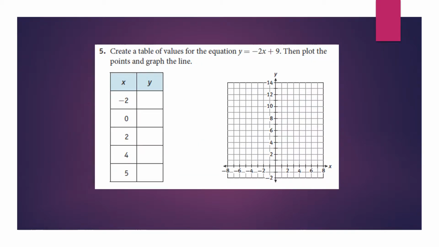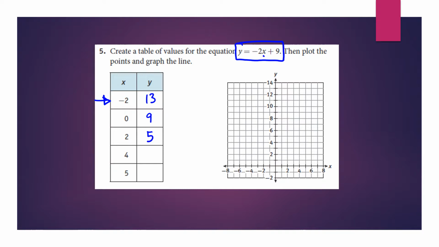All right, so they want us to create a table of values here using this function, this equation that they gave us. So we're going to use this to find x and y values here. When I plug -2 in for x right there, -2 times -2 would be 4, plus 9 would give me 13 for my output. When I plug 0 in, I would have 0 plus 9 is 9. When I plug 2 in, I'd have -4 plus 9, which is 5.